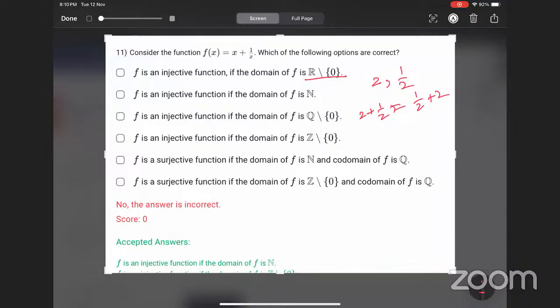So if we take 2, the functional value of 2 will be the same as the functional value of half, right? Yes, ma'am. So if we take not only real numbers but even just rational numbers, it still will not work. But if we have natural numbers and integers, then we cannot take this type of fraction. In that case the function will be injective. Okay, is it fine now? Yes, ma'am.